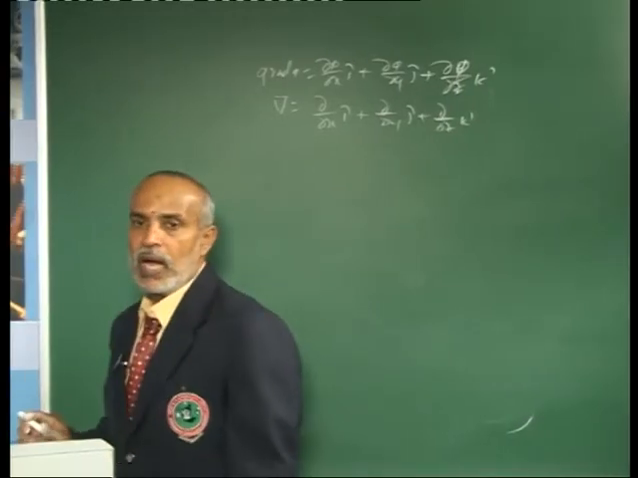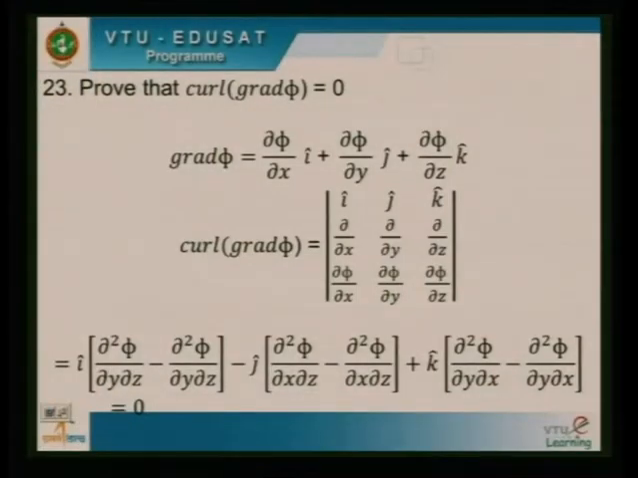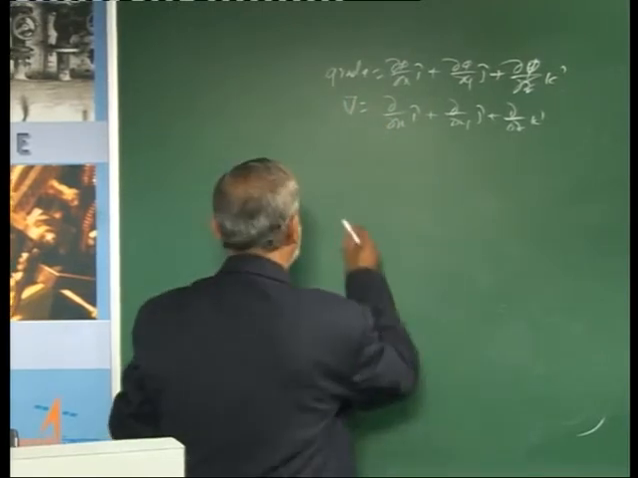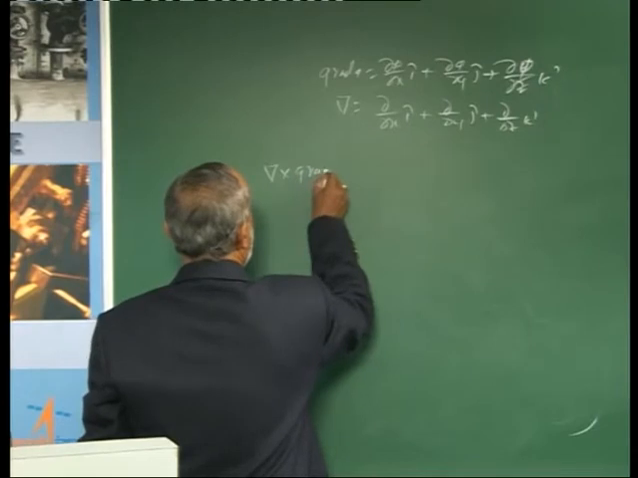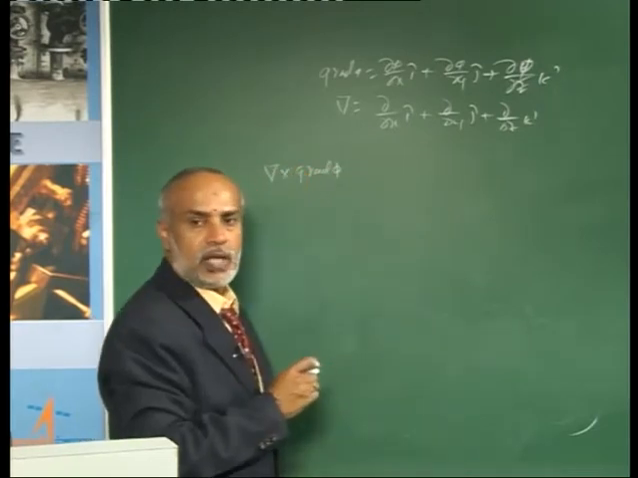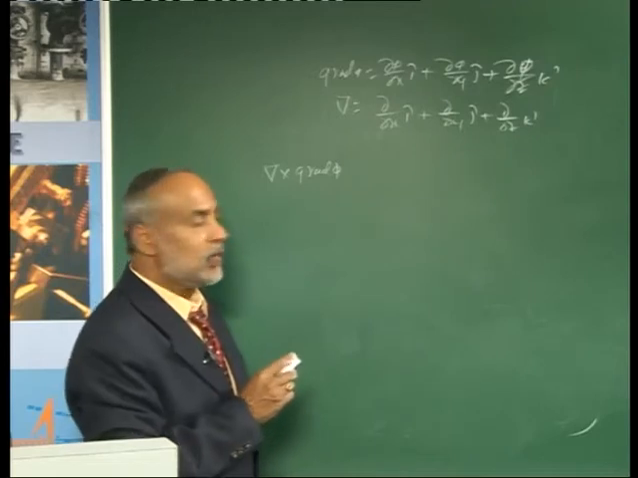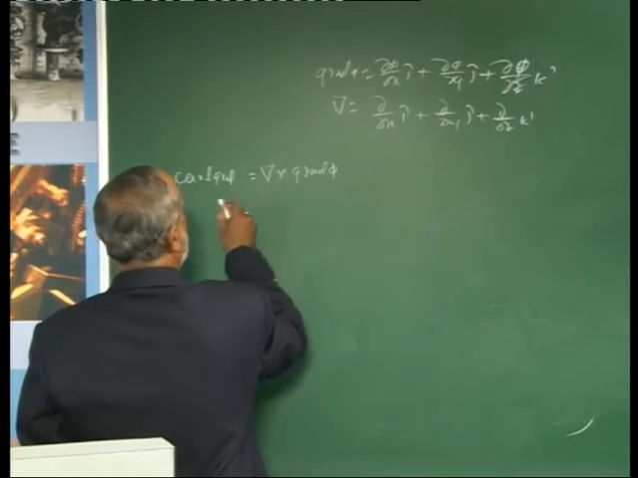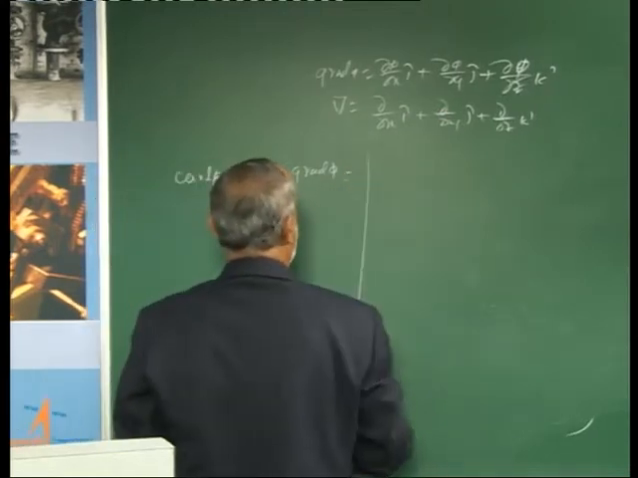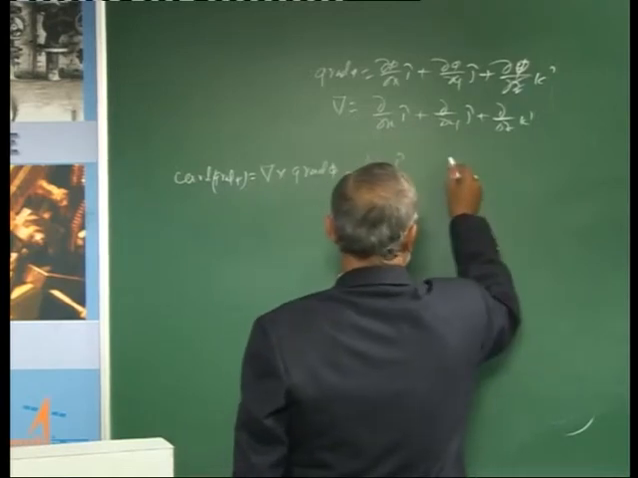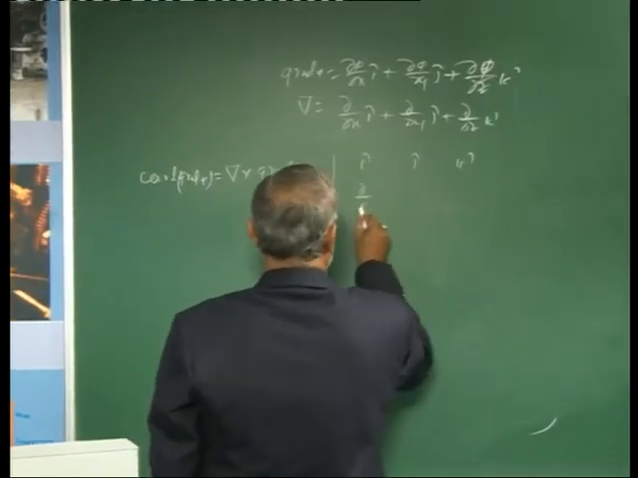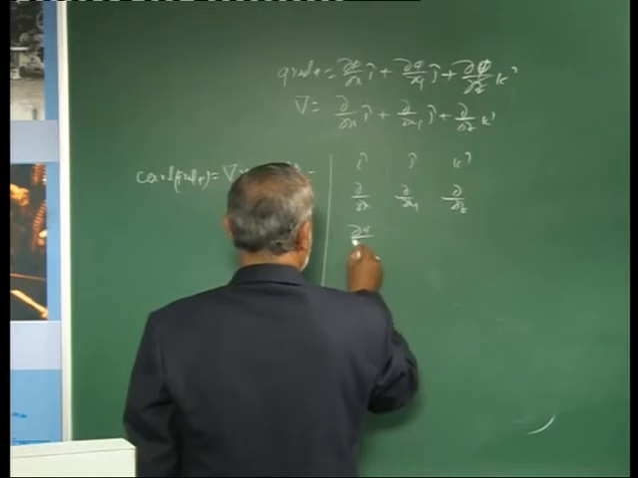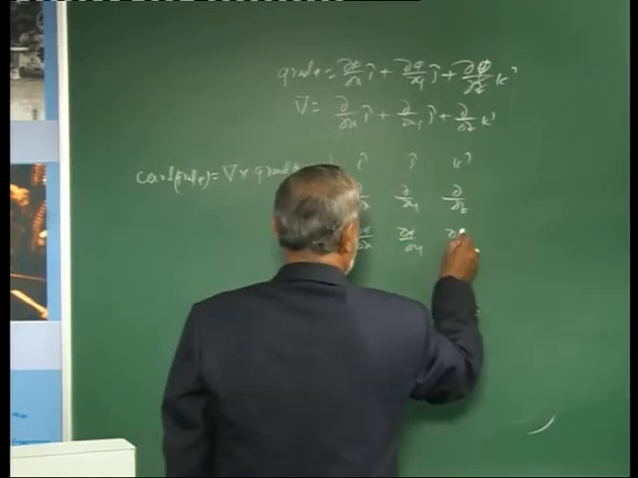Now you have to find out curl of gradient of phi. Already you know gradient of phi. For curl, you can take the cross product, del cross gradient of phi. This is equal to the determinant with rows i cap, j cap, k cap; dou by dou x, dou by dou y, dou by dou z; then gradient of phi components: dou phi by dou x, dou phi by dou y, dou phi by dou z.